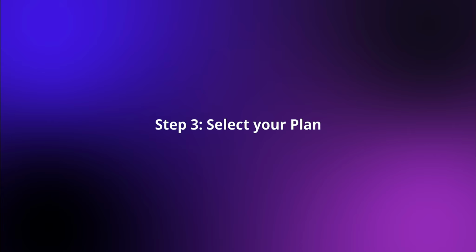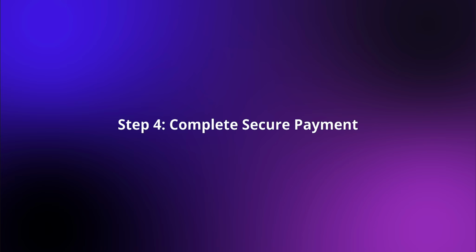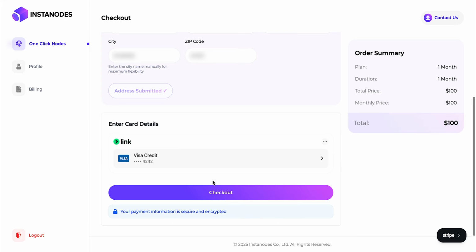Step 3. Select your plan. Choose 1 month, 3 months, 6 months, and 12-month plans. Step 4. Complete secure payment. Proceed to checkout and pay using an international credit/debit card.